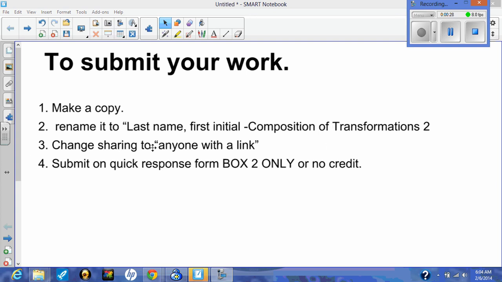Make sure you've changed the sharing to anyone with a link. And when we finish this assignment, copy the link, open a quick response form, and paste it in box 2 only. Notice it says box 2 only or no credit. I'm not going to give you credit unless you do box 2. Let's go ahead and open this up and get your notes ready.